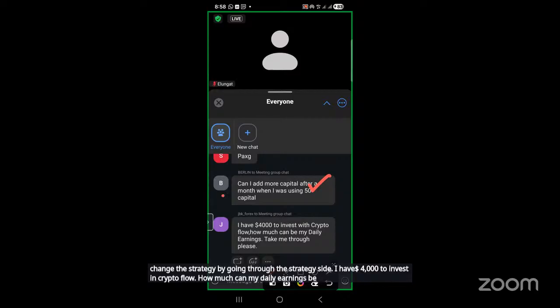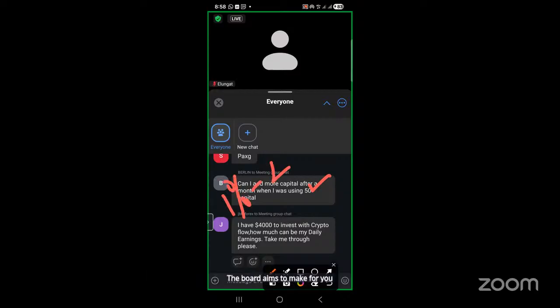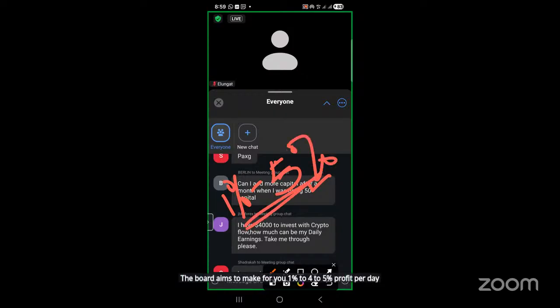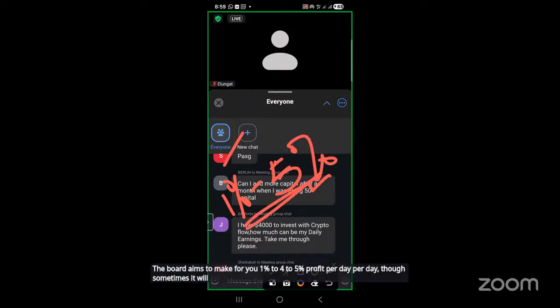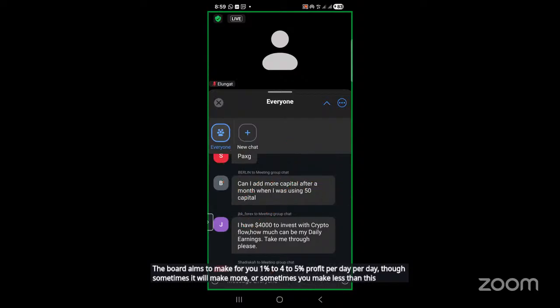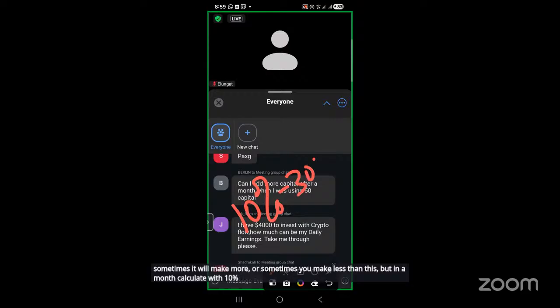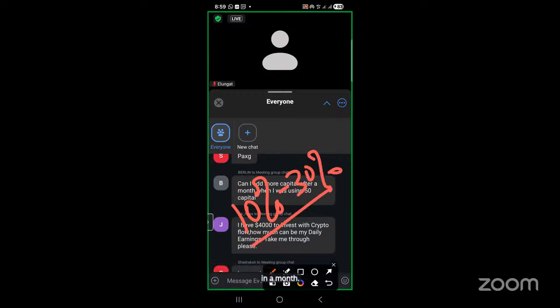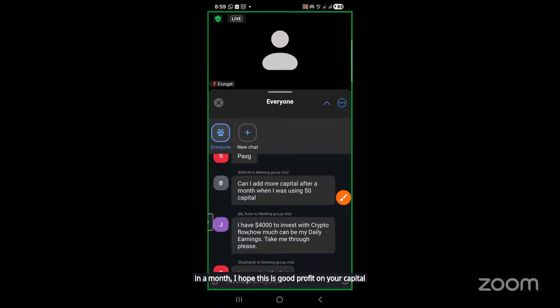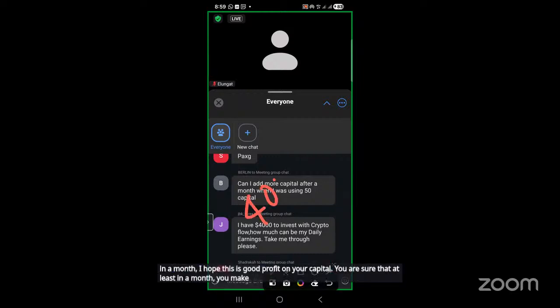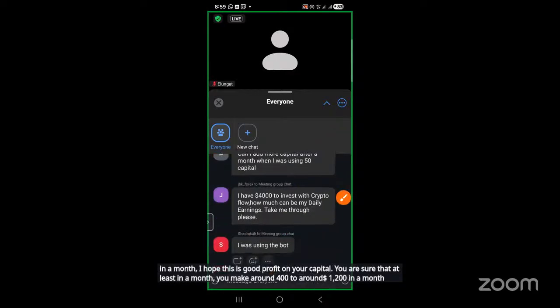The bot aims to make for you 1% to 4% to 5% profit per day. Sometimes it will make more or less than this, but in a month, calculate with 10% to 30% profit. I hope this is good profit on your capital. You're sure that in a month you'll make around $400 to around $1,200. I think that is better for you.